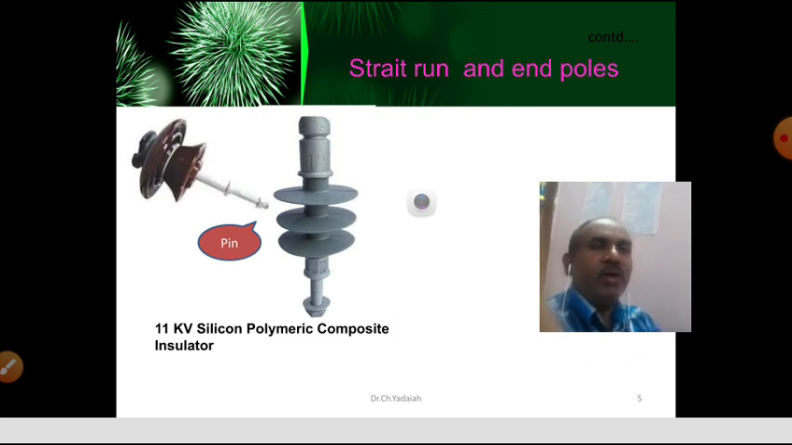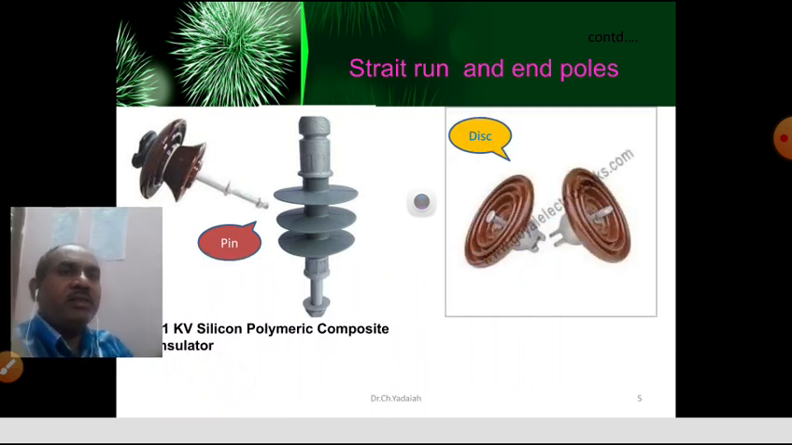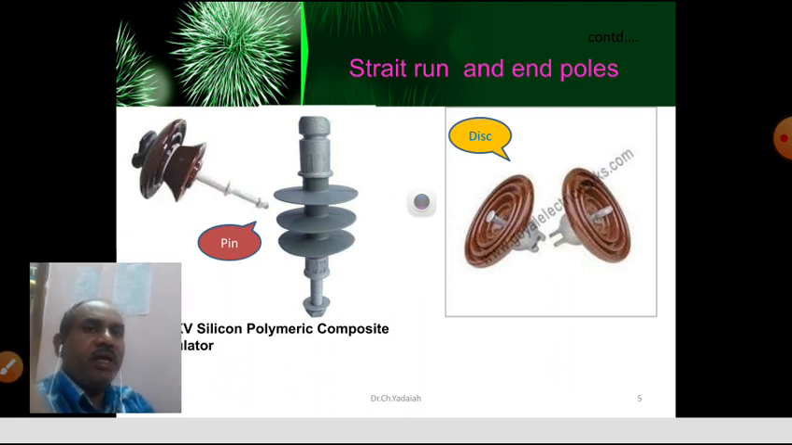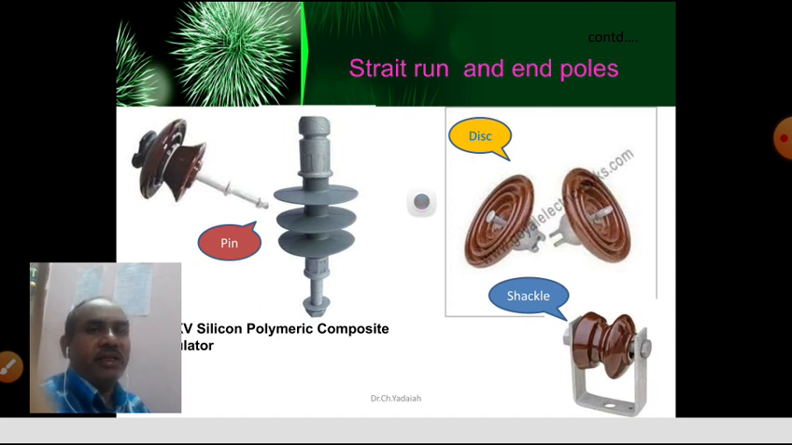So we prefer these polymer insulators. This is a pin type insulator. Next, this is a disc type insulator, which can be used as a strain insulator as well as a string insulator. Next is the shackle insulator, which in LT lines we can use at the corners and at the end and starting poles. The disc insulators and pin insulators, both types we can use.